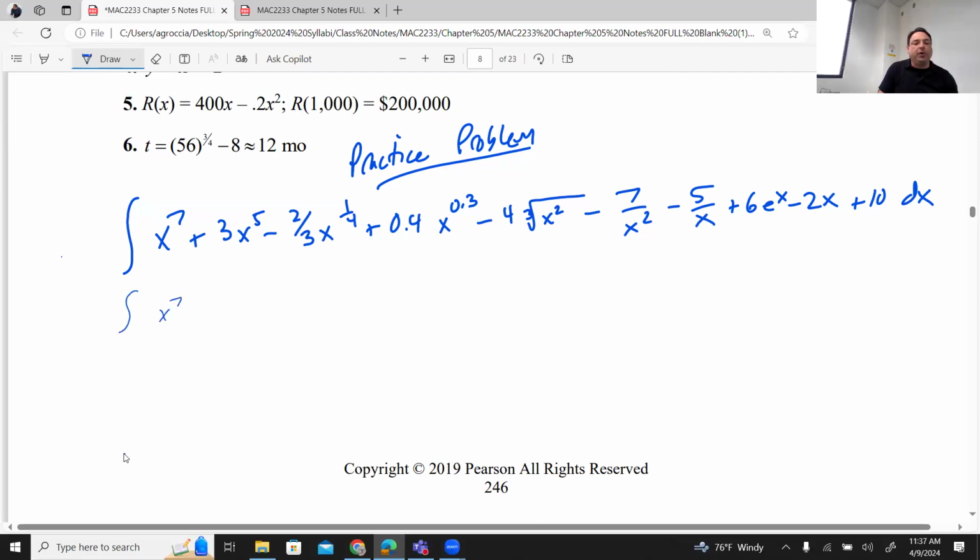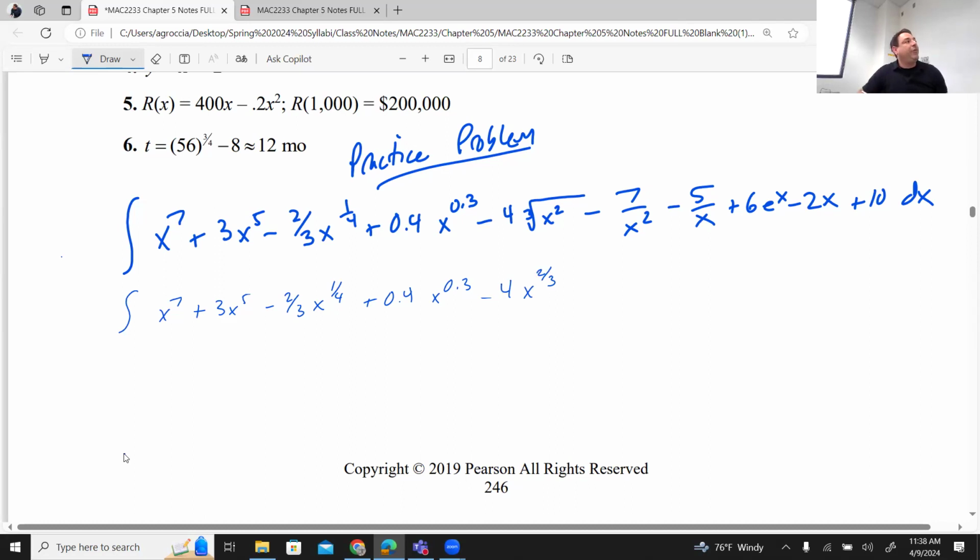x to the 7, no problem. 3x to the 5th, no problem. Minus 2/3 x to the 1/4, no problem. Plus 0.4 x to the 0.3, no problem. And then this one I'd rewrite as minus 4 x to the 2/3.